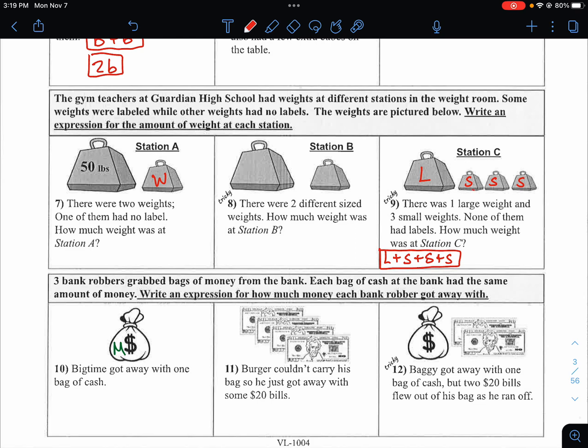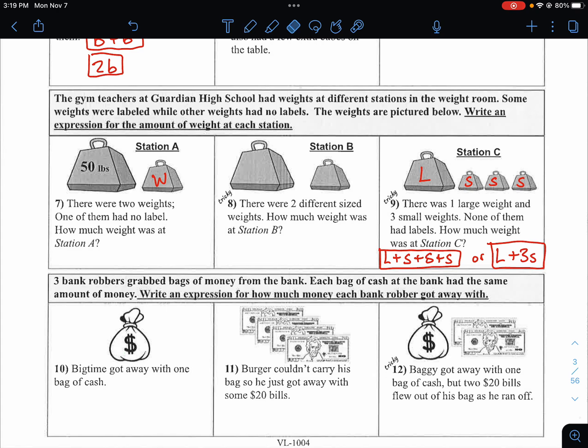Or, because I had 3 small weights, if I just multiply the weight times 3, I would get the same thing, right? S plus S plus S is the same thing as 3 times S, because multiplication is just repeated addition. So you could also just say, well, the large weight plus 3 times my small weights. And that'll get you the same amount of weight.